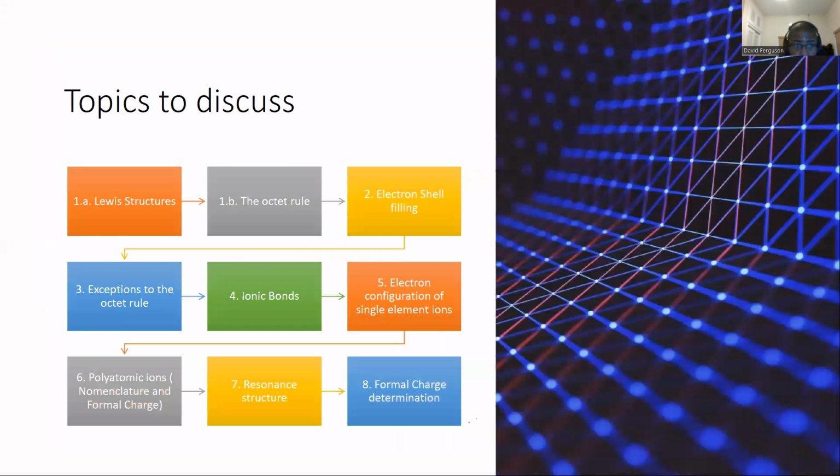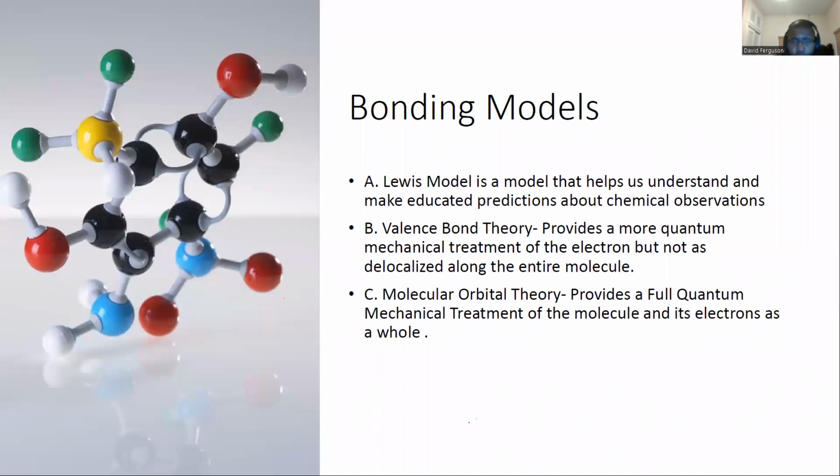So let's get to the material we want to discuss for today. So you have three bonding models that we want to just introduce in this class. You have the Lewis model that helps us understand and make educated predictions about chemical observations. You have valence bond theory. It provides a more quantum mechanical treatment of the electron, but not as delocalized along the entire molecule. And then you have MO theory, which is like the creme de la creme for this class. It provides a full quantum mechanical treatment of the molecule and its electrons as a whole.